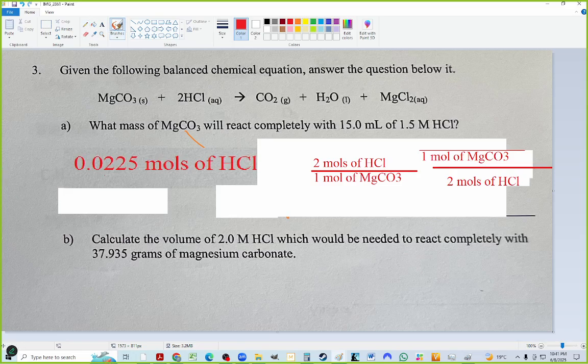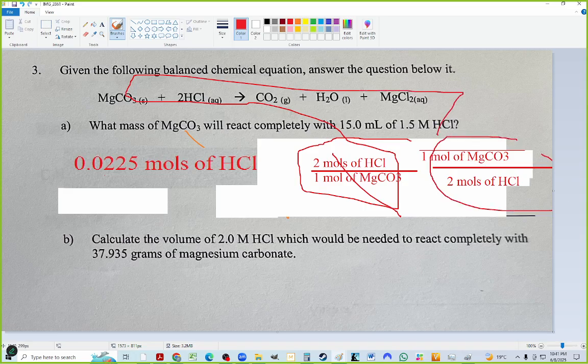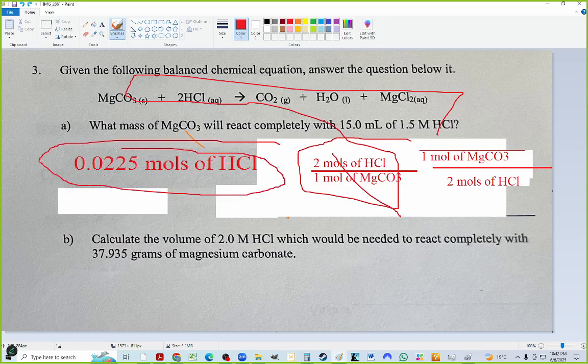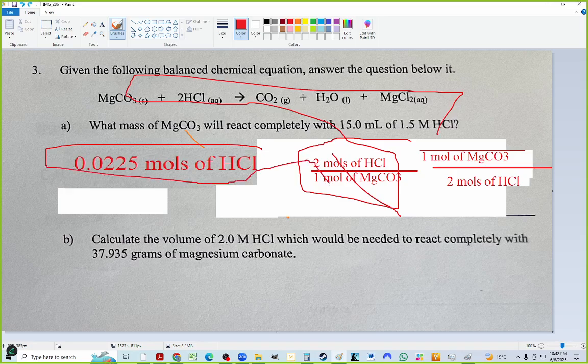No. You can't cross out anything that doesn't match. The words moles of HCl don't match this. This is a fraction that I've come up with from this equation. This is what you figured out from the concentration of HCl. I need to convert this to moles of whatever we're looking for, MgCO3, before I can ever come up with mass. This is the whole point. We've got to come up with moles.